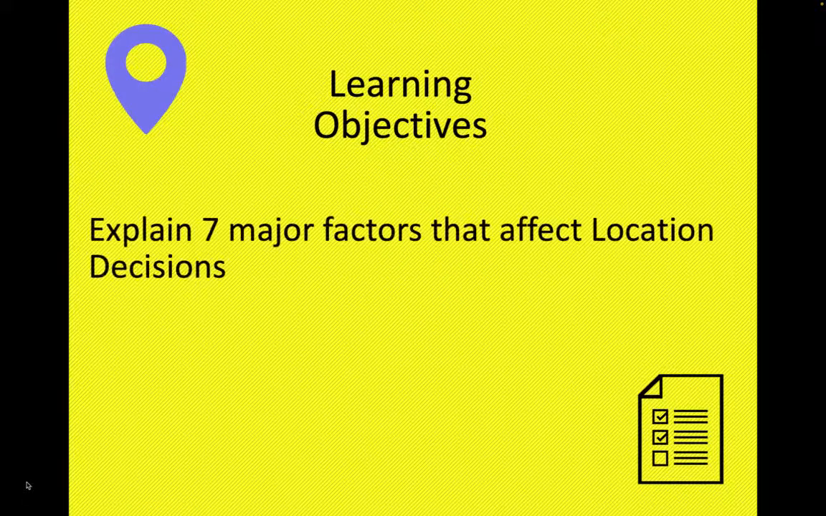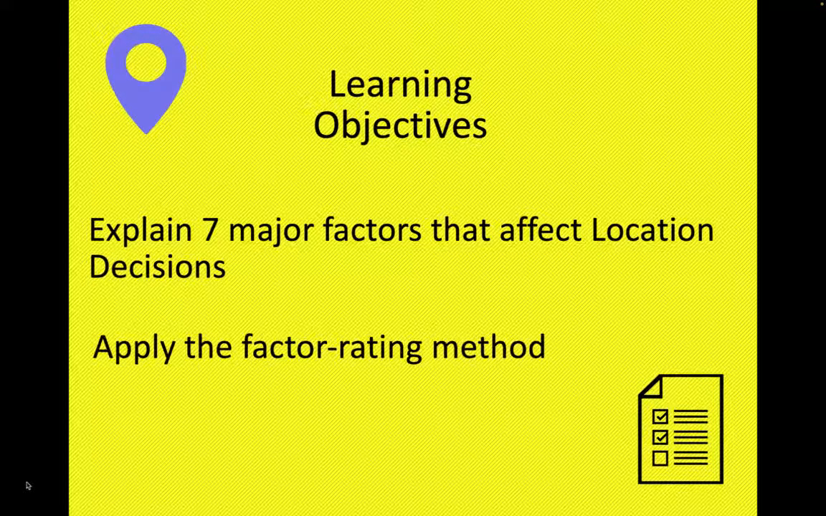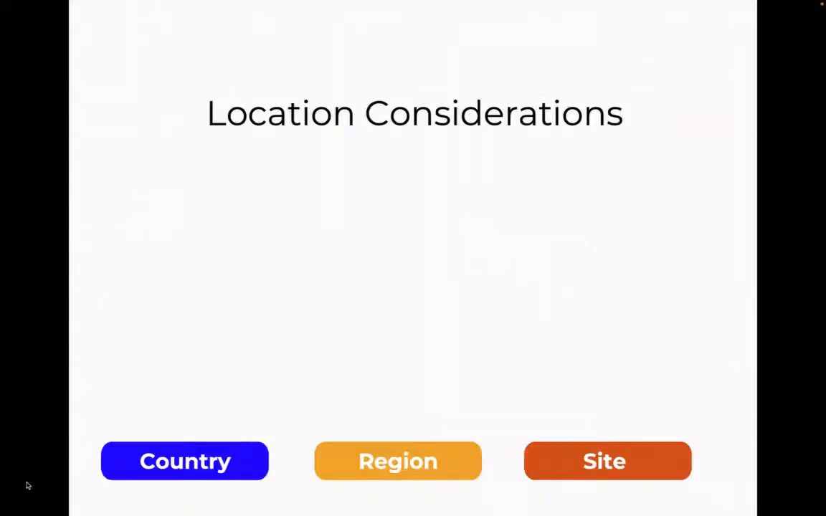Everyone, welcome to Chapter 8, discussion on location. Specifically, we're going to consider 7 major factors that affect location decisions, and we'll also apply the factor rating method. Before we get into the 7 major factors, we'll discuss some considerations, and we'll group them in scope of locations.